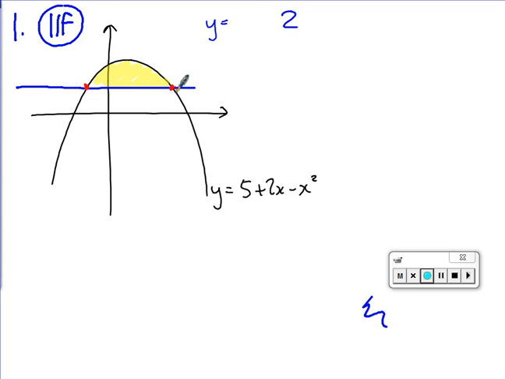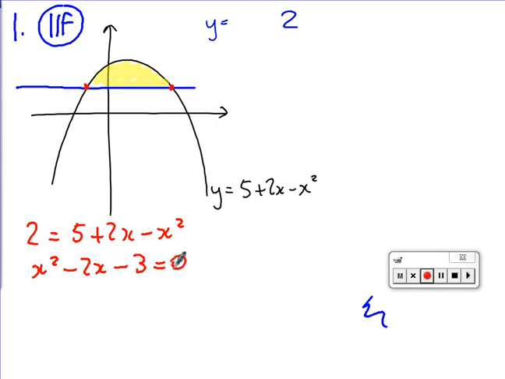So when does the line y equals 2 meet the curve y equals 5 plus 2x minus x squared? Well, when we put them equal to each other, so we're going to end up with 2 equals 5 plus 2x minus x squared. Bit of rearranging, we should end up with x squared minus 2x minus 3 equals 0, putting everything on the right hand side, and so we end up with x minus 3, x plus 1. So we can label those points on there, 3 and minus 1.